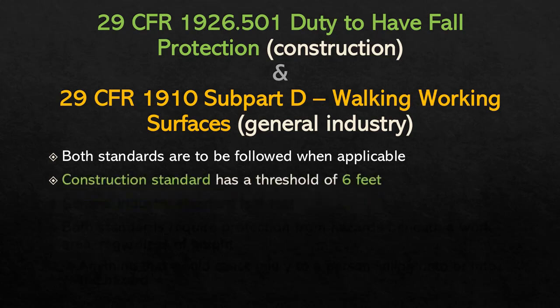For the construction standard, or 1926-501, the duty to have fall protection is required anytime there's a threshold of 6 feet or more to which an employee might be exposed to a fall hazard. And in general industry, the standard is 4 feet. Here at DRI, we don't let anybody be exposed to a fall hazard of greater than 4 feet under any circumstances.